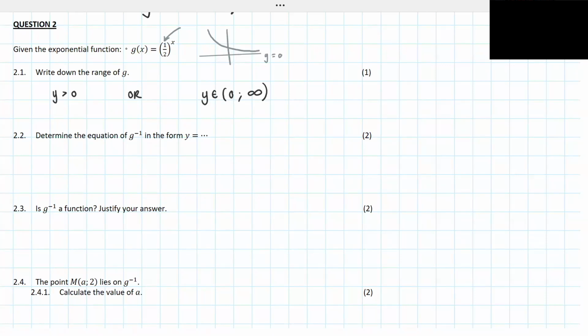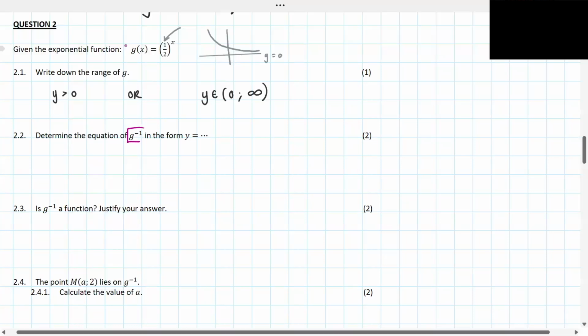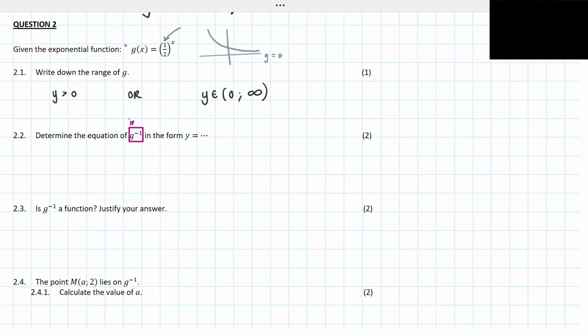So 2.2 says determine the equation of g to the negative 1 in the form y equals. Now again, remember, this is asking me for the inverse. And we know that the inverse of an exponential is a log graph. And this is now where we need to go back to our log rule for converting.